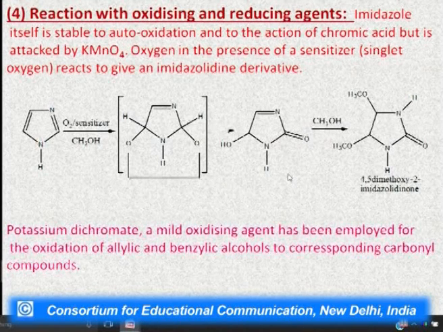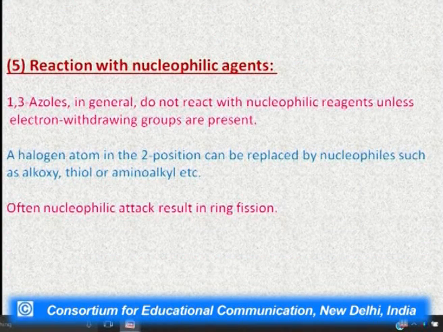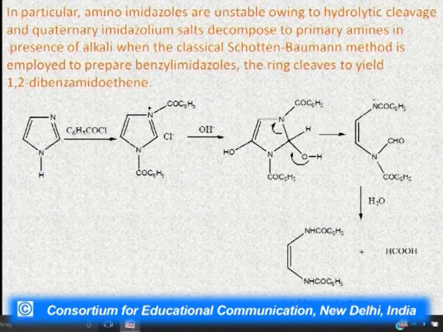Potassium dichromate, a milder oxidizing agent, can be employed for the oxidation of allylic and benzylic alcohols to their corresponding carbonyl compounds. Imidazole can also react with nucleophilic agents. 1,3-azoles in general do not react with nucleophilic reagents unless electron withdrawing groups are present. A halogen atom at carbon number 2 can be replaced by nucleophiles such as alkoxy, thiols, aminoalkyls and some others. Some nucleophilic attacks result in ring fission, where the ring breaks.